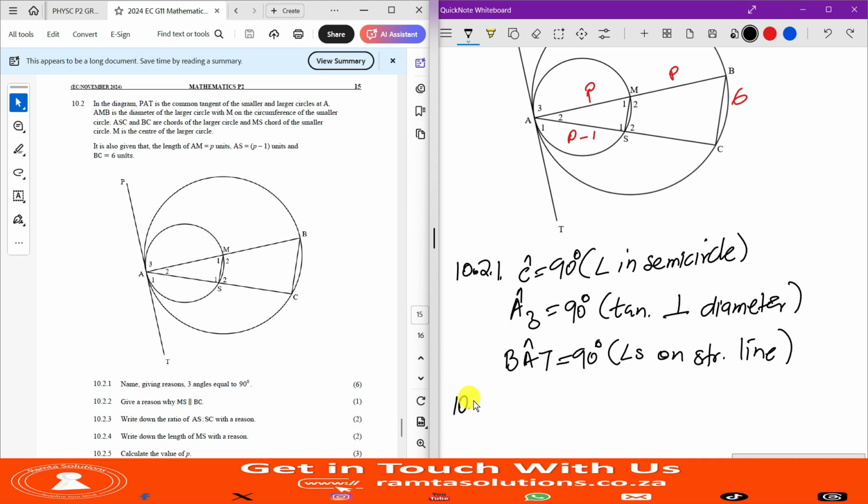Now, 10.2.2. Remember, I'm saying here this is 90, this is 90, and the other one here is 90 as well, right? Okay, cool. Let me proceed now.